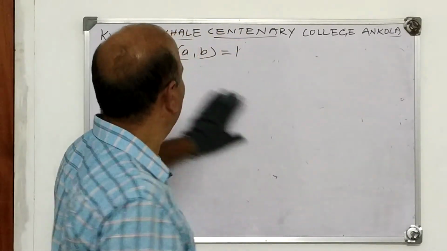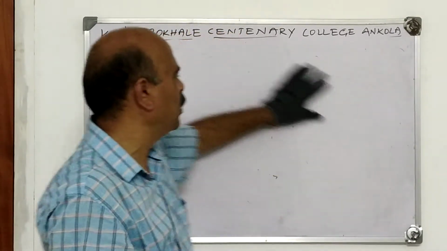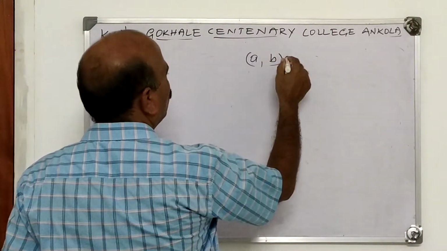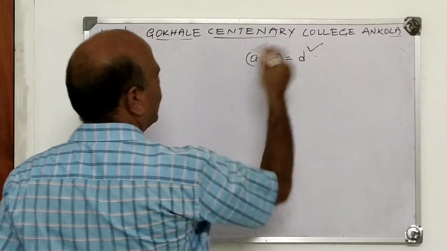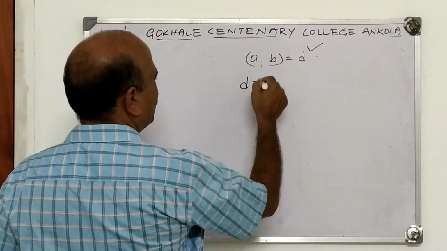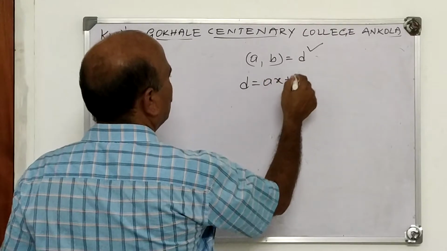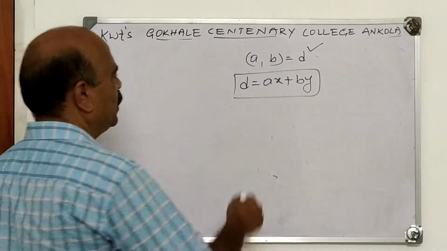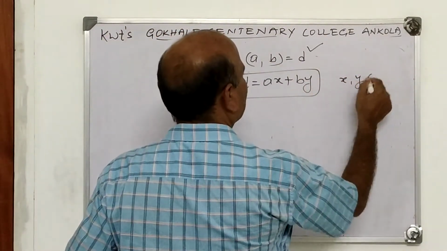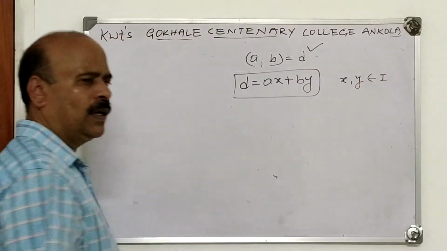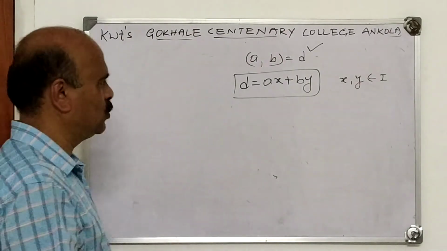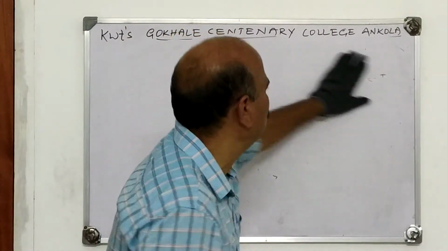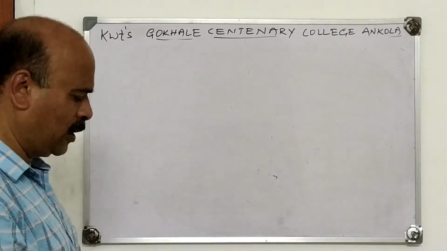Next is how to find the GCD of two numbers. Suppose A and B are the two given numbers. How to find out their GCD? And the important thing is you have to express the GCD in terms of the two given numbers. You have to write GCD of A and B as AX plus BY, where X and Y are any two integers. I explain that procedure by taking examples. To find the GCD, we use Euclid's algorithm.